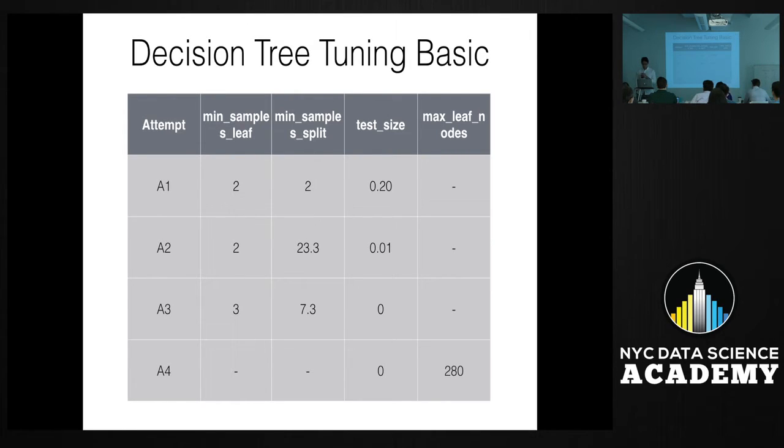So this summarizes our different attempts with the decision tree tuning. In the first three attempts, we were tuning over these two parameters: the min samples leaf and the min samples split. And then for the fourth attempt, wherein we thought of giving it more computational resources, we instead tuned on one tuning parameter, which is the max leaf node. The best we got was 280. Does this answer your question?